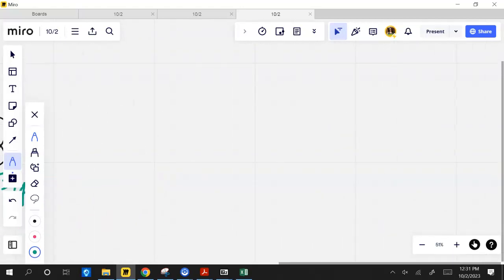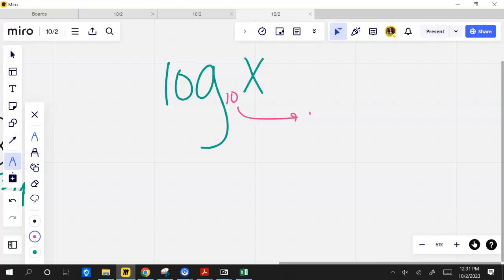All right. What happens if there's no base indicated? If there's no base, we assume it's a base of 10. That's what we call a common log.